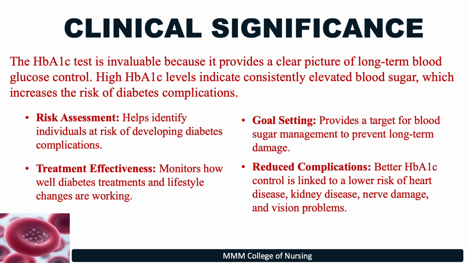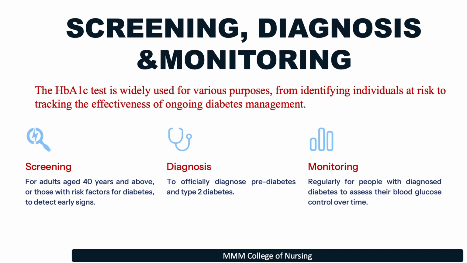Better HbA1c control is linked to a lower risk of heart disease, kidney disease, nerve damage, as well as vision problems. The HbA1c test is widely used for various purposes, from identifying individuals at risk to tracking the effectiveness of ongoing diabetes management. With regard to screening, for adults aged 40 years and above or those with risk factors for diabetes to detect the early signs. With regard to diagnosis, to officially diagnose pre-diabetes as well as type 2 diabetes. With regard to monitoring, it is used regularly for people who have been diagnosed with diabetes, to assess their blood glucose control over time.